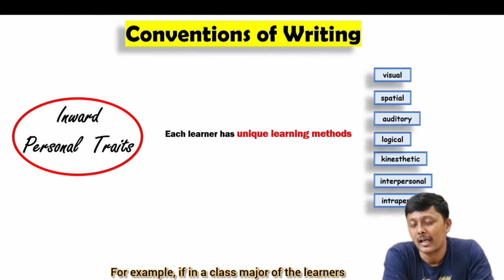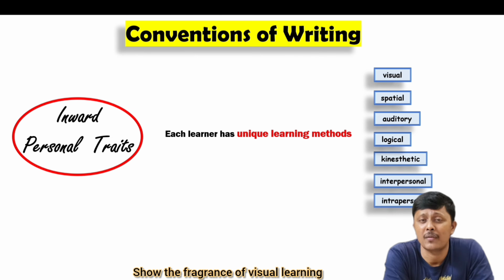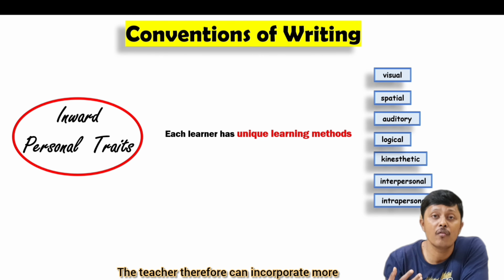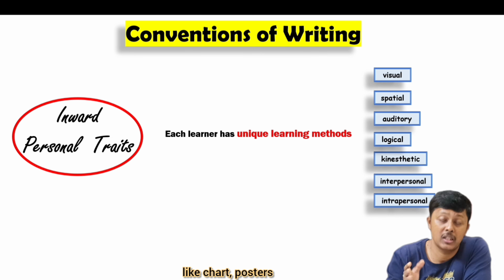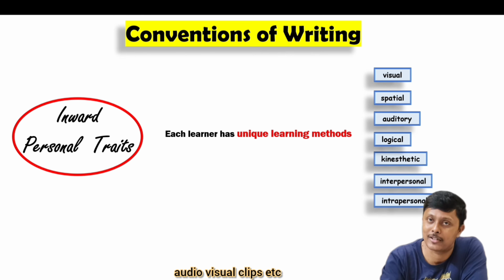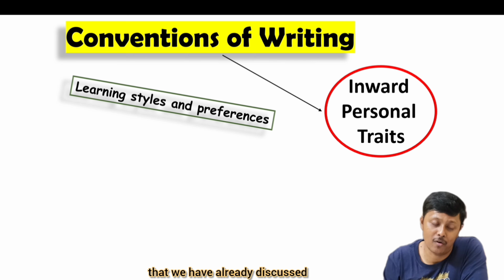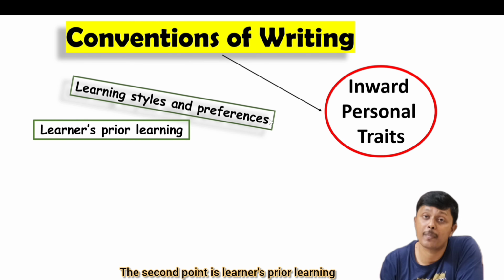For example, if in a class most of the learners show a preference for visual learning, the teacher can incorporate more visual learning methods like charts, posters, audiovisual clips, etc. Now coming back to this page, the first point we have already discussed. The second point is learners' prior learning.